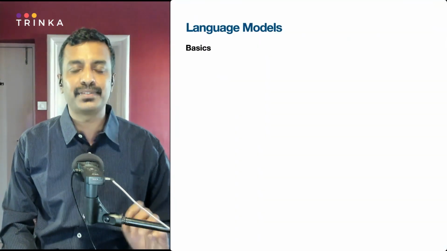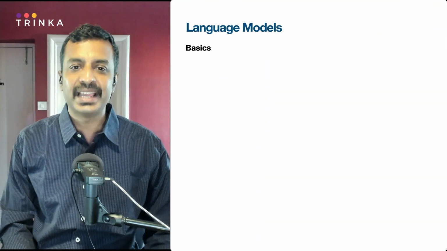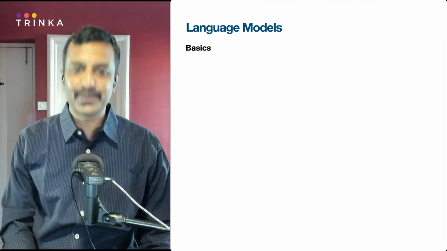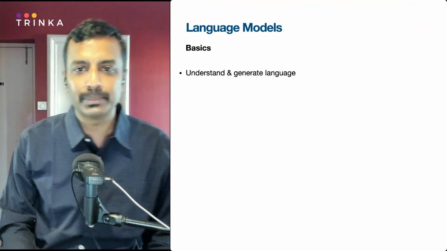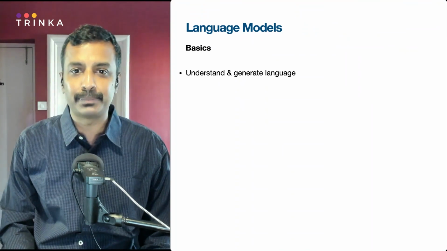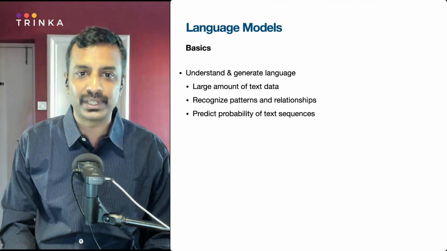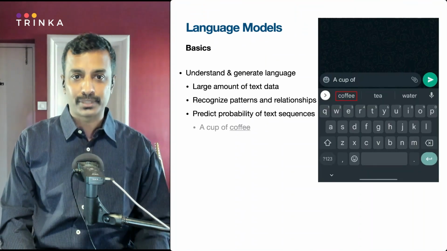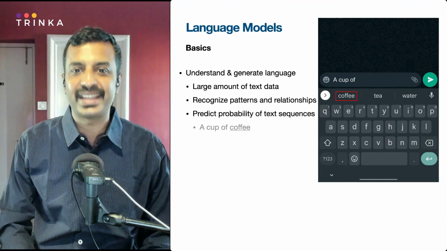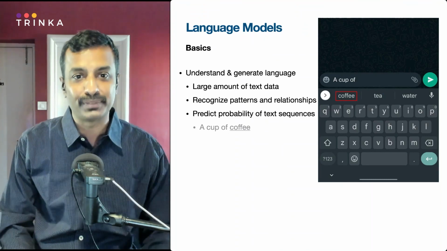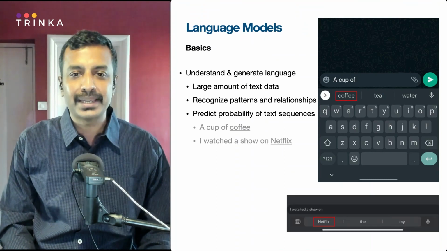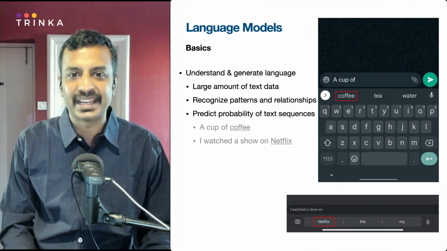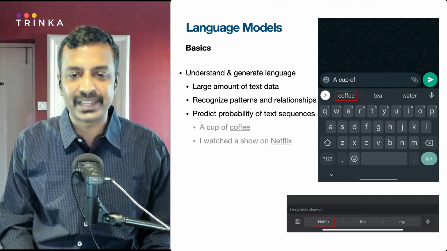Language models are a type of artificial intelligence algorithm that enable computers to understand and generate human language. At their core, language models are fed a huge amount of data and are designed to predict the probability of a particular sequence of words occurring in a given context. For example, if you type in "a cup of" on your smartphone, you'll get suggestions on what the next word might be. And in my case, I'm looking for coffee. Similarly, if you type in "I watched a show on," you'll likely get a suggestion for Netflix or something like that. And this is the basis for predictive text models.